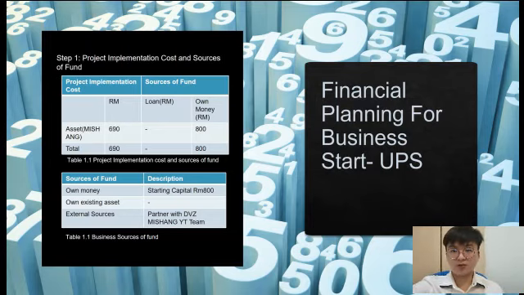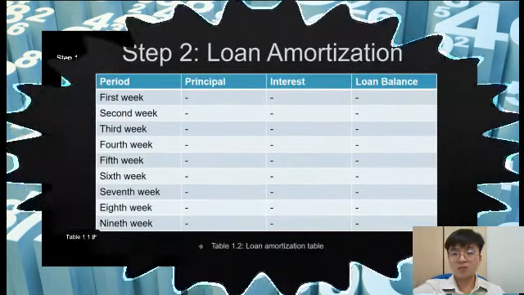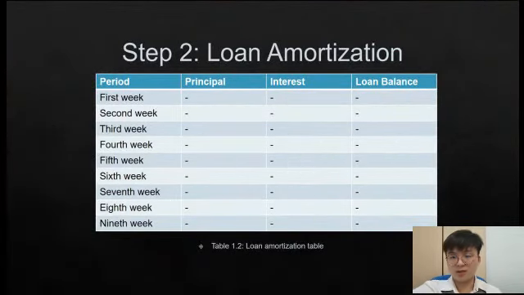690 ringgit is used for Mission Access, thus our project implementation cost is around 690 ringgit as shown in table 1.0. We also have external sources, which is partnered with Division Mishang YT team, as shown in table 1.1. There is no loan amortization needed as our money is the starting capital for our business. Thank you. Now I'm going to pass it to Sylvia Liu.